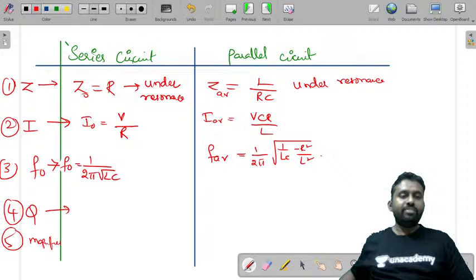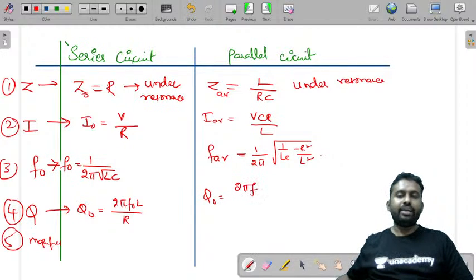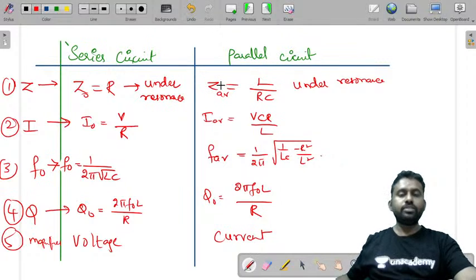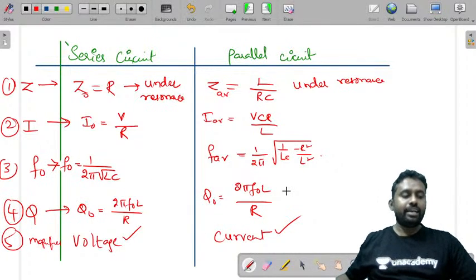Now coming to the quality factor, Q naught is equal to 2 pi F naught L by R, and here also Q naught is equal to 2 pi F naught L by R, same. This is a voltage magnification circuit and this is a current magnification circuit.